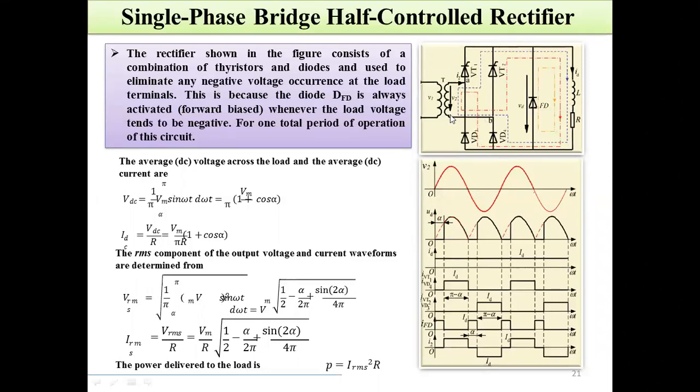After that, whenever the negative half cycle comes across the circuit towards the source side, T2 and VD3 will conduct. Before that, what happens in this time period? T1 and D4 will be turned on at the firing angle alpha. So this is the magnitude of the output voltage that comes across here.